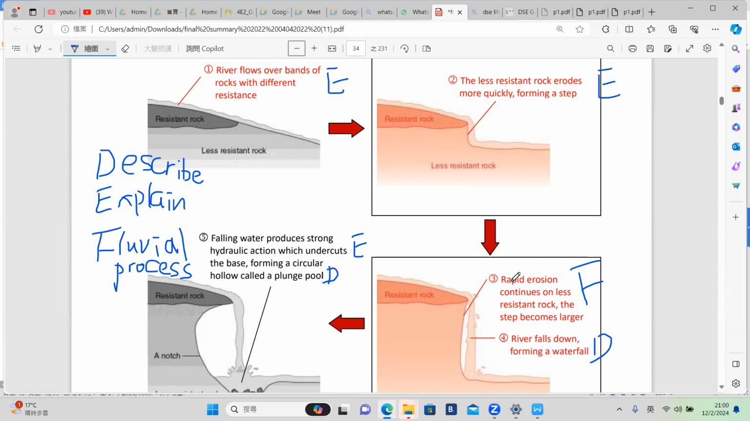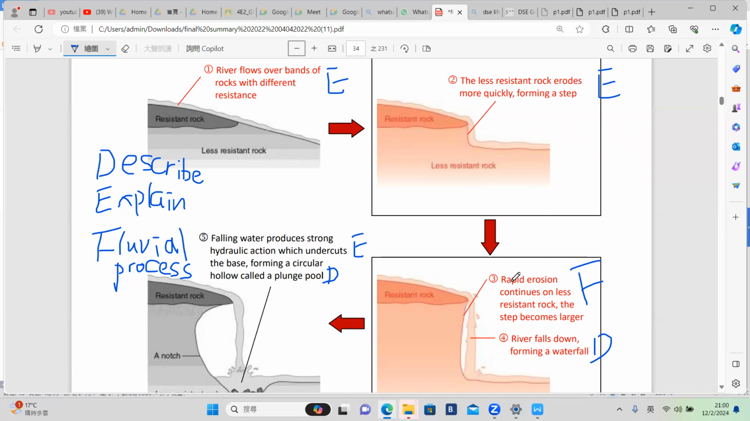Let's talk about the formation of a waterfall again. The river falls over bands of rock with different resistance, and the less resistant rock erodes more quickly, forming a step. This is all explanation. Then erosion continues in the less resistant rock. Erosion is a fluvial process, a river process. The river falls down, forming a waterfall. The falling water produces strong hydraulic action, which undercuts the base, forming a circular halo called a plunge pool.